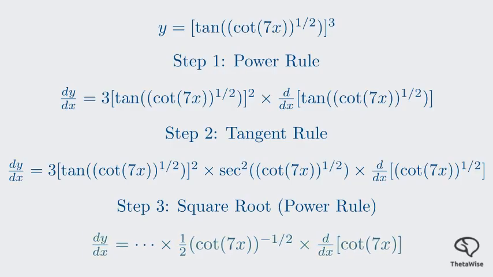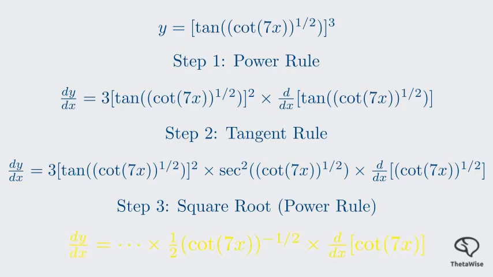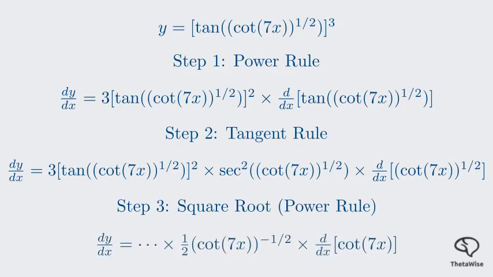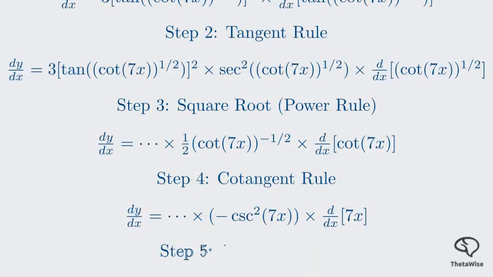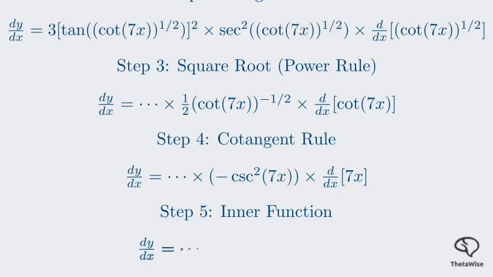Only 2 layers left. The derivative of cotangent of x is negative cosecant squared x. This gives us negative cosecant squared of 7x. And finally, the innermost layer, the derivative of 7x, is just 7. We've reached the end. The complete derivative is the product of all these layers.